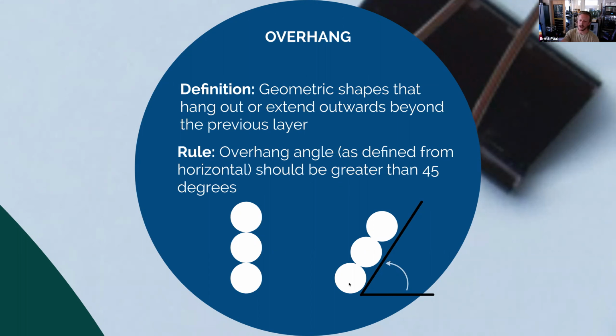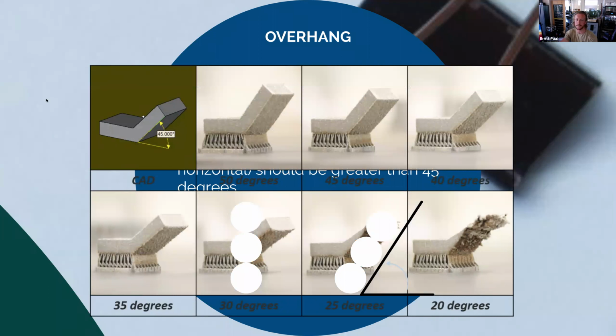If you're looking here, this is a cross section of the filament building up on itself, and this layer is going to be supported by this layer if you're at 90 degrees, or vertical. But as you start to hang out, you have less surface for each layer to fuse together with, and therefore less support. If your overhang angle is greater than 45 degrees, that's good. You want it to be more vertical than horizontal. The more horizontal you get, and this is a great representation here.